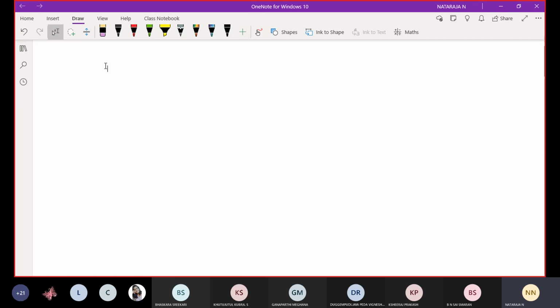Okay, this is the block diagram for the analog to digital and digital to analog converter. Both in the same block diagram I am going to discuss here. Make a note of this.